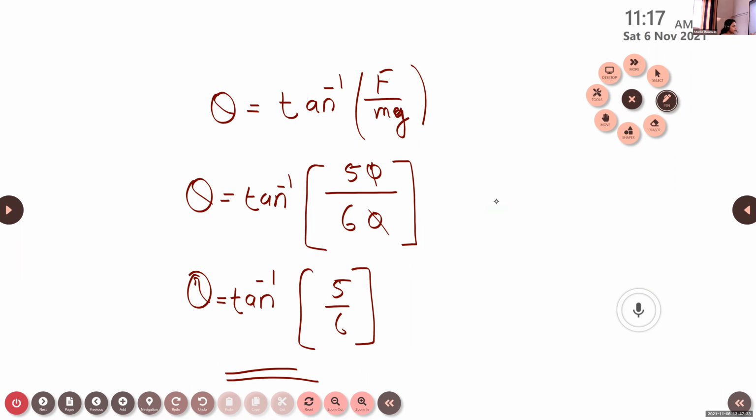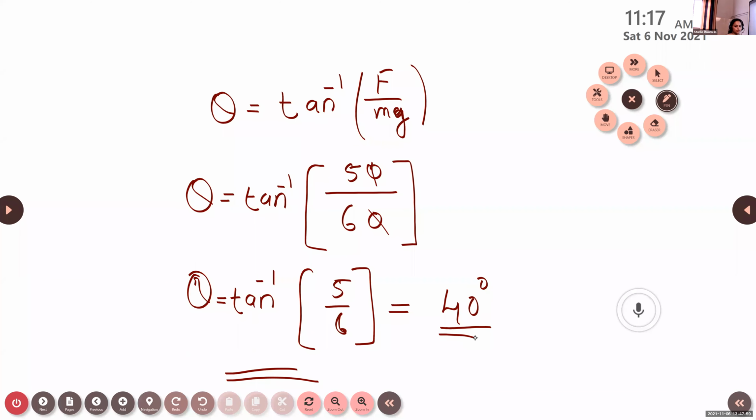So actually theta is equal to tan inverse 5 by 6. This is the answer, and its final answer is 40 degree. Tan inverse 5 by 6 is 40 degree. Okay, so this is how we can find the angle at which the rope is shifted from its initial position. Theta is equal to tan inverse F by mg.